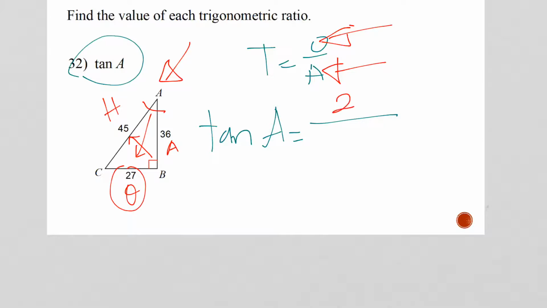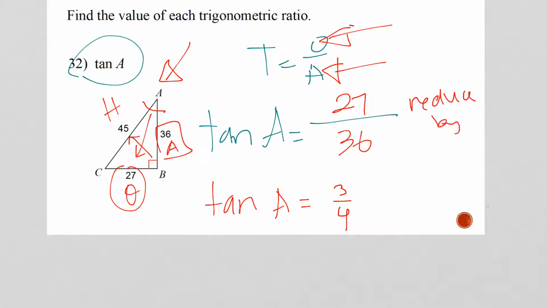O is 27 and A is 36. I can reduce 27 and 36 by 9. And I'll get 3/4. So reduce by 9.